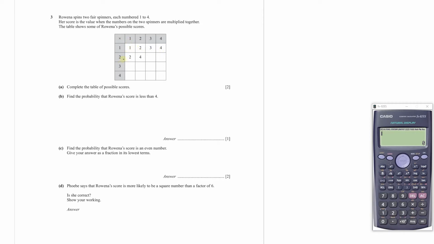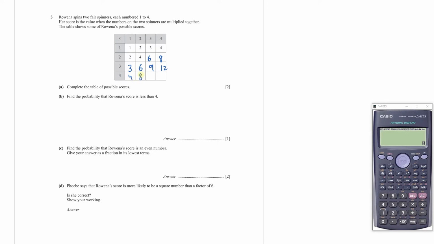So here, let's see this one. You get 2 on one spinner and 2 on the other. So 2 times 2 is 4. So you're just basically multiplying the scores on each spinner. So 3 times 2 will be 6, 4 times 2 is 8. This will be 3, 3 times 2 is 6, 9, 12.